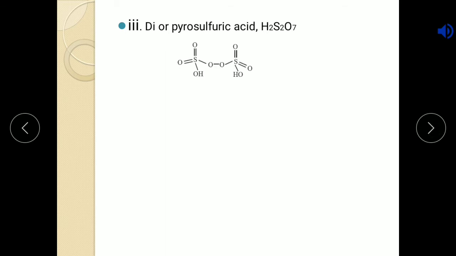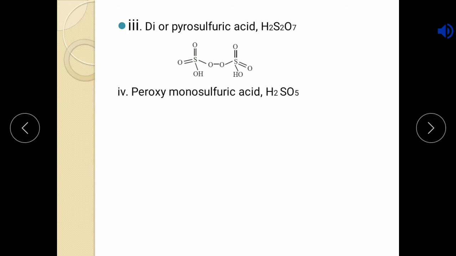Now, next acid is di or pyrosulfuric acid. The formula is H2S2O7. Di, that means it is a dimer. That means two sulfuric acids are attached to each other by O single bond O, and one molecule of H2O is removed. Like this. That means they contain two H2SO4 molecules combined by O single bond O. And the structure is like this, hence it is di or pyrosulfuric acid.